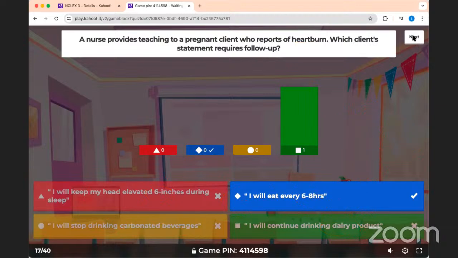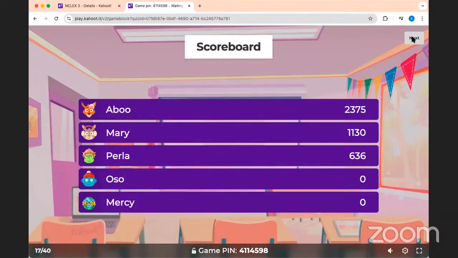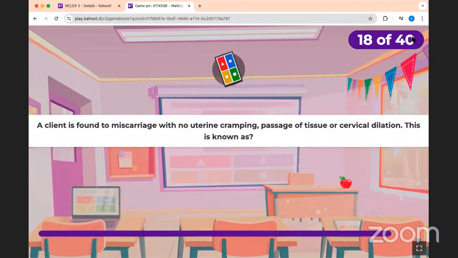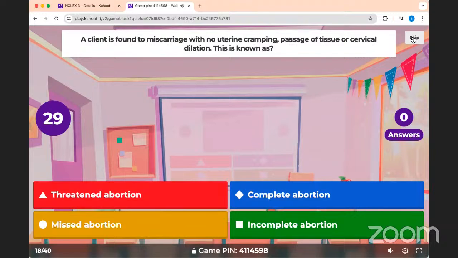If the question is hard, yeah, I intentionally made it that way. Simple, but you've got to think about it to be able to answer. The client is found to have a miscarriage with no uterine contraction, no passage of tissue or cervical dilation. This is known as what? You have to know it, then you pick the answer. You don't have enough time. There's no contraction, no tissue coming out. The cervix is not dilated. What is that? You have to know the types of abortion.